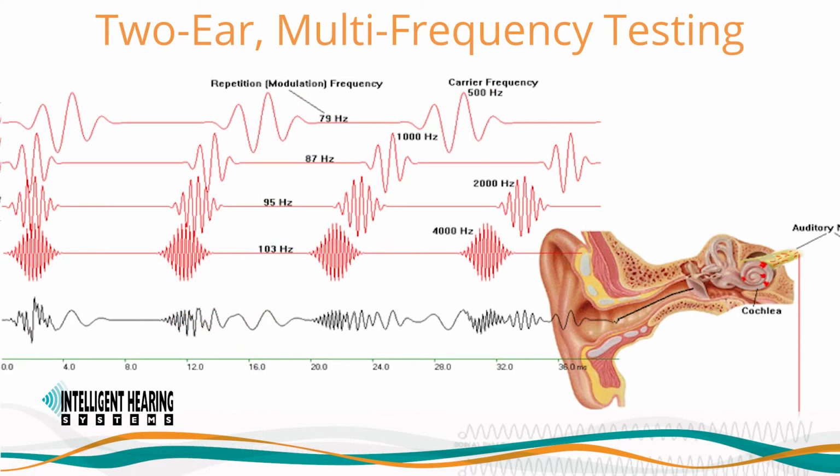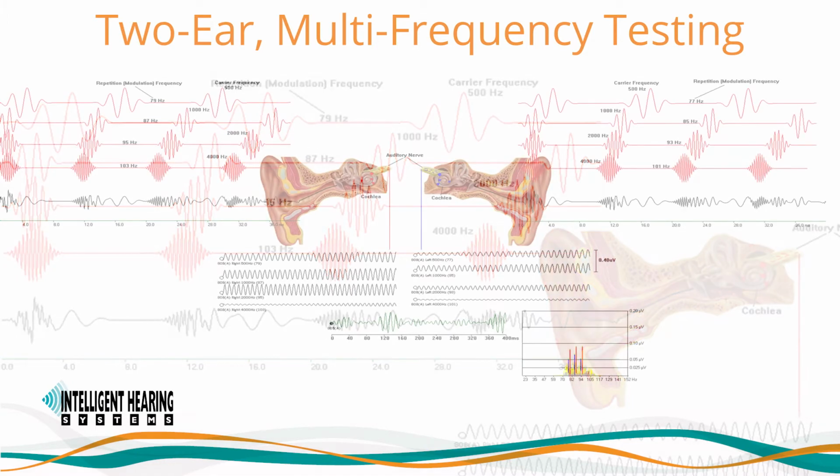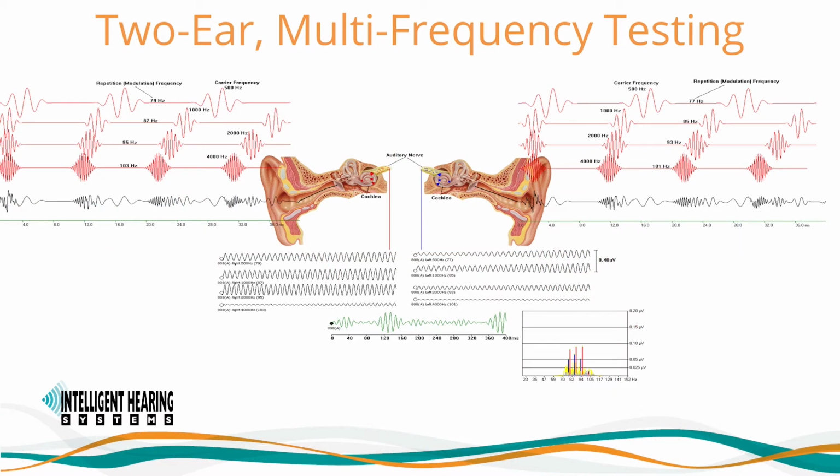While for the right ear, the 500 Hz component is being delivered 79 times per second. 1000 Hz is being delivered 87 times per second. 2000 Hz is being delivered 95 times per second, and 4000 Hz is being delivered 103 times per second. Each carrier frequency will be stimulating its respective region in the cochlea, and the auditory system responds at the same modulation frequency or stimulus rate, matching the stimulus input.